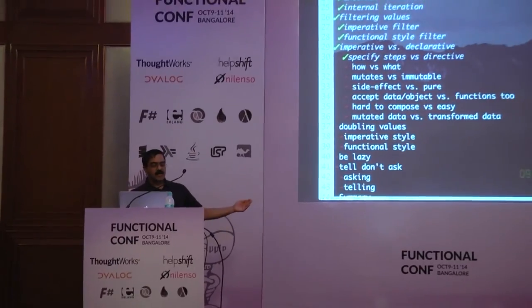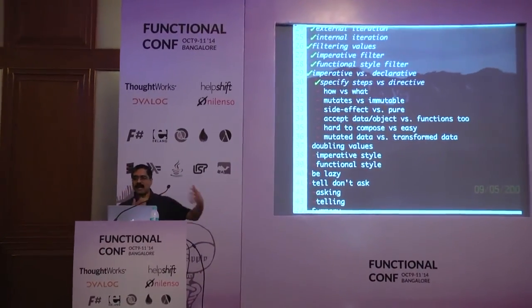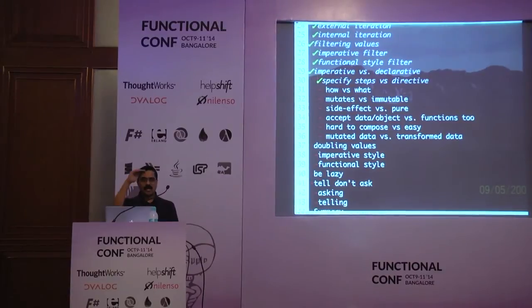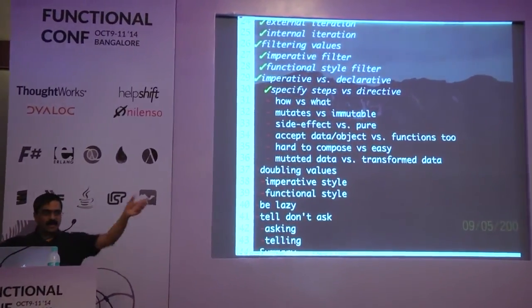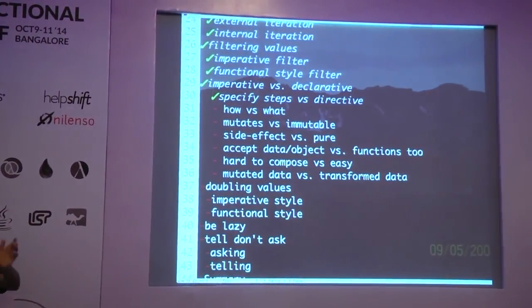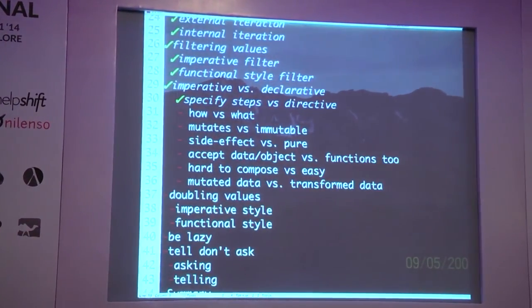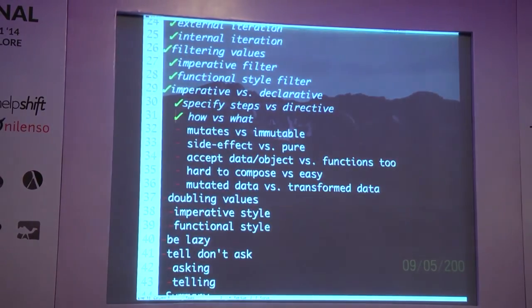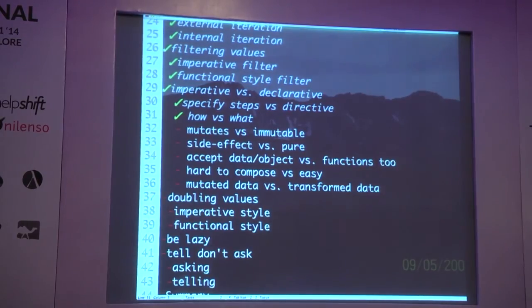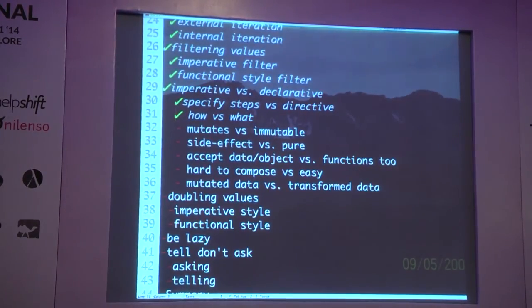In the case of declarative style, you focus more on the high-level steps. You say, here's a collection, perform this operation where elements meet this criteria. So you're focusing more on the whole rather than each and every single value. You are focused on how in the case of imperative. You're more focused on what in the case of declarative. You say what to do rather than how to do it, and you let the underlying library functions take care of it.